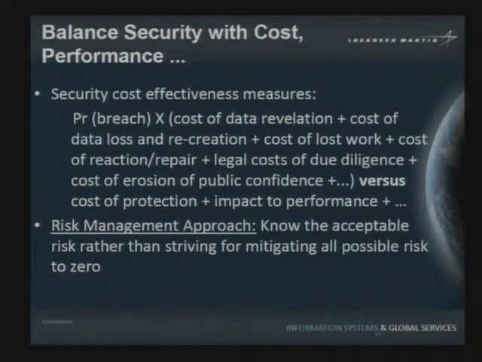If it's privacy data, or in the case of TJ Maxx, it's credit card data, they've got a lot of legal costs that they incur because of that breach. And some of those may be catastrophic costs if the shareholders decide to sue because they have not performed the due diligence necessary to operate a system. And you balance all that sort of thing with the cost of protection, the impact of performance, and so on. And again, know the acceptable risk rather than striving for mitigating all possible risk to zero.